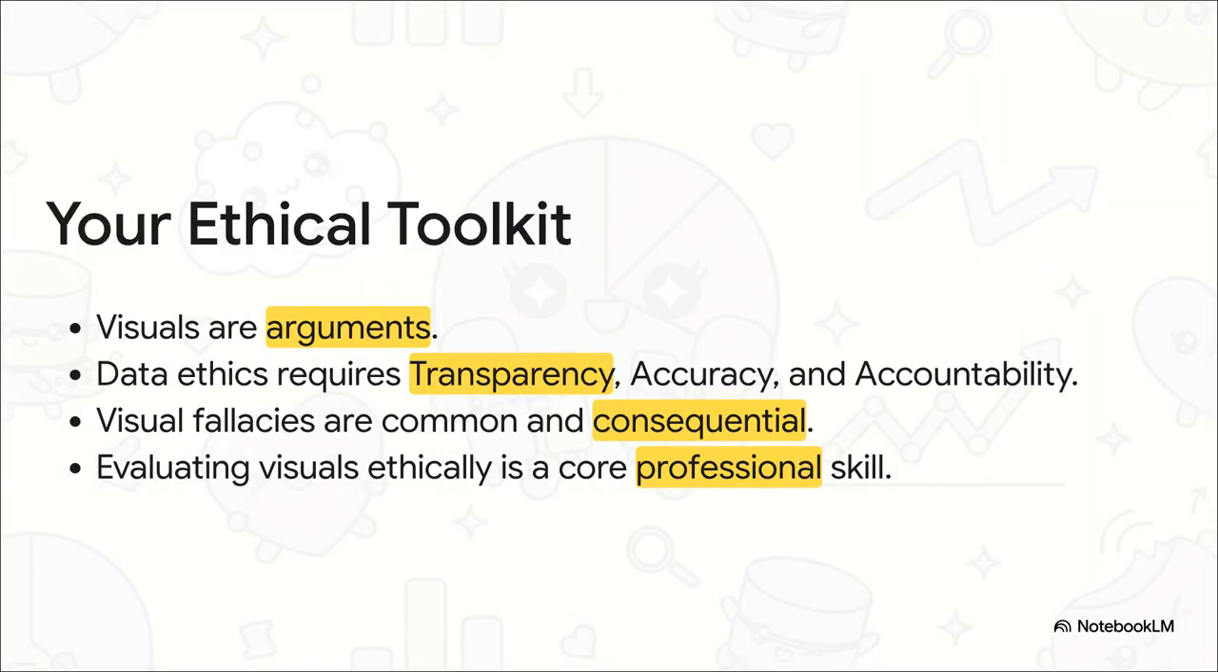So let's wrap this up with your ethical toolkit, the things you need to take away. Number one, always remember that visuals are making an argument, they're not just illustrations. Number two, use your ethical compass: those three big words, transparency, accuracy, and accountability. And number three, keep your eyes peeled for those common fallacies. Being able to spot this stuff isn't just a neat party trick, it's a truly critical professional skill.